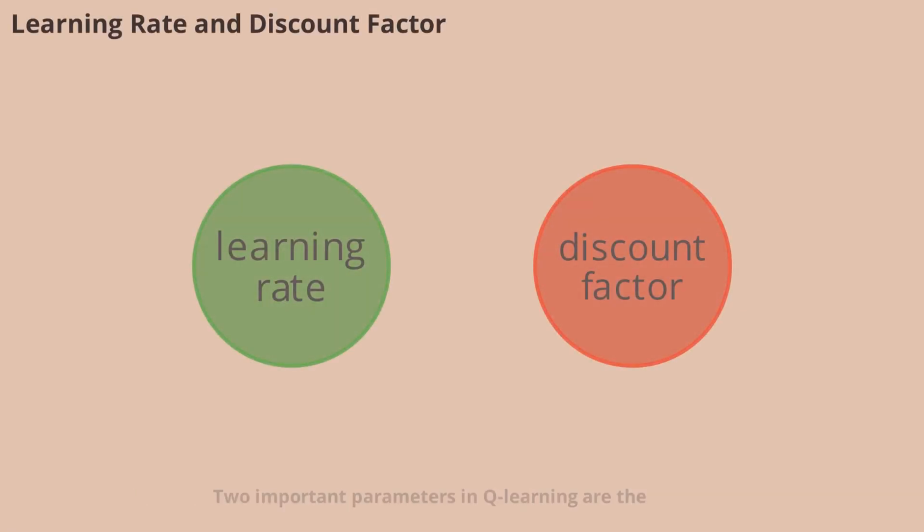Two important parameters in Q-learning are the learning rate alpha and the discount factor gamma. The learning rate controls how much new information overrides old information. The discount factor determines how much the agent values future rewards compared to immediate ones. Tuning these parameters is crucial for effective learning.